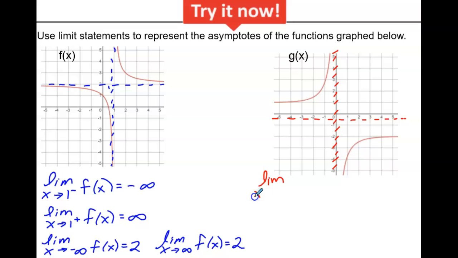So the limit as x approaches 0 from the left side of the function g. From the left, we're headed up along that vertical asymptote to positive infinity. And then the limit as x approaches 0 from the right side, we can see the curve coming down and heading to negative infinity.